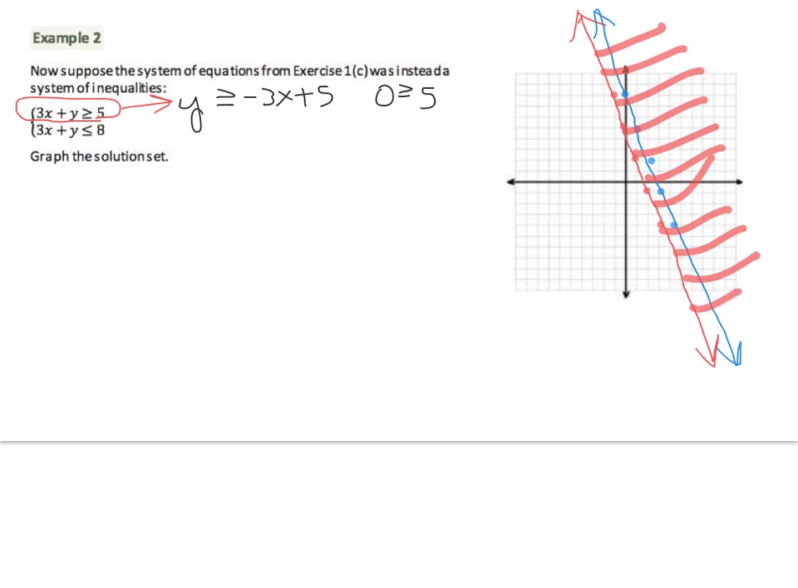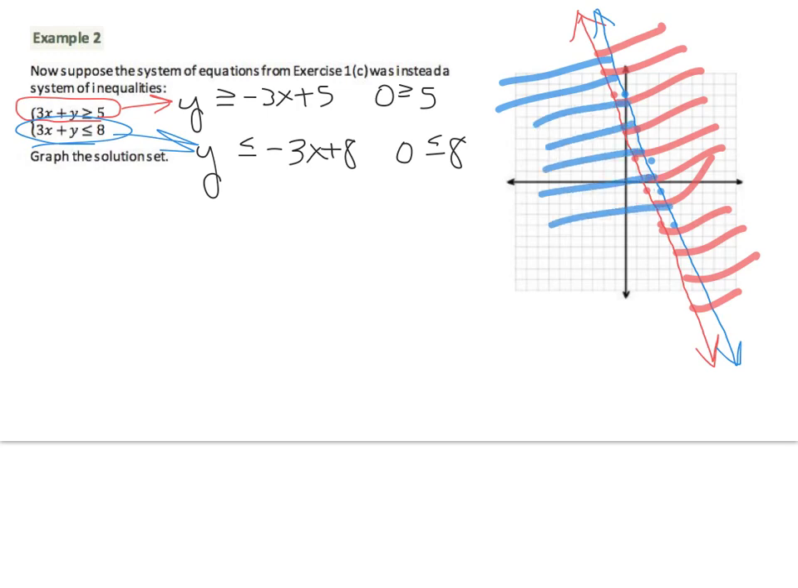Alright, and for the blue, I'm going to put it in slope-intercept form again. Y is less than or equal to negative 3x plus 8. Test the origin. I get 0 less than or equal to 8. That's true. So for that one, I'm in blue. So I'm going to shade including the origin.